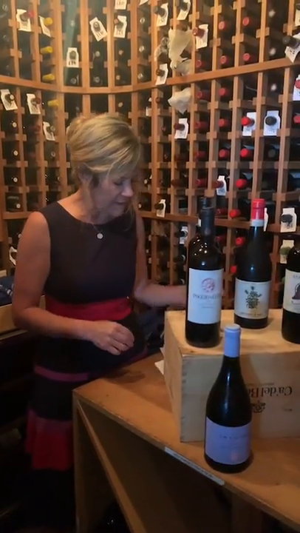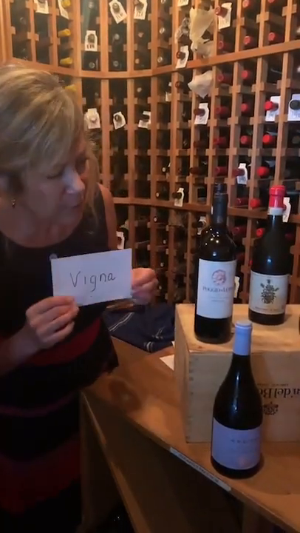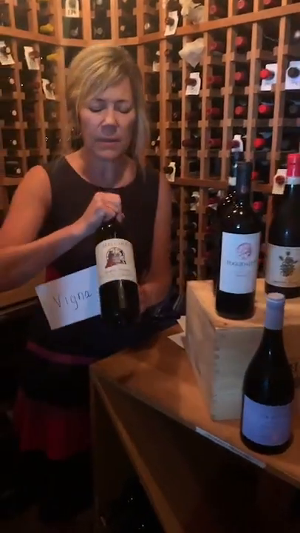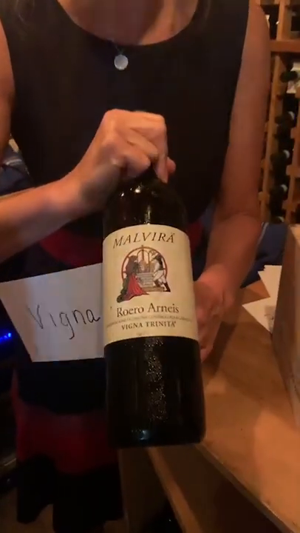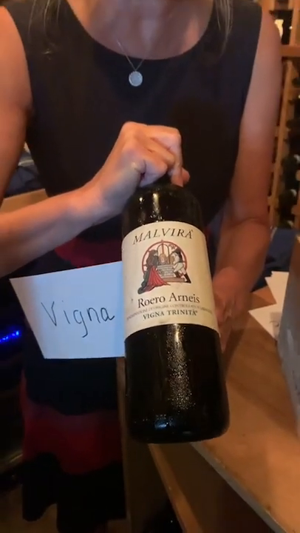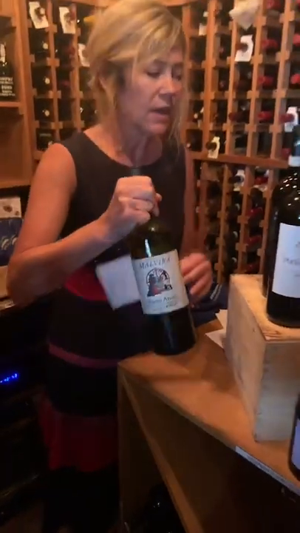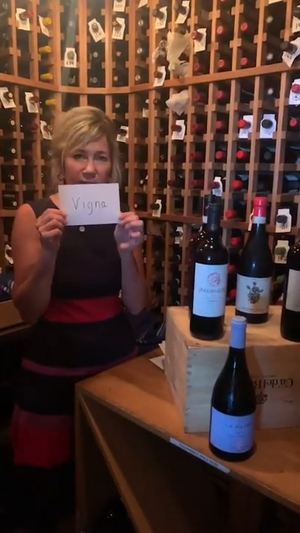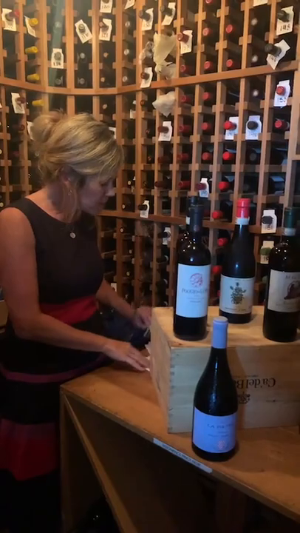We also have Vigna, which we have one of those right here on our Arnese. And that means basically it's a single vineyard, single area, and this is the Trentina area for Malviera's Arnese. So if you see that, you'll know that it's a real specific area, vineyard.